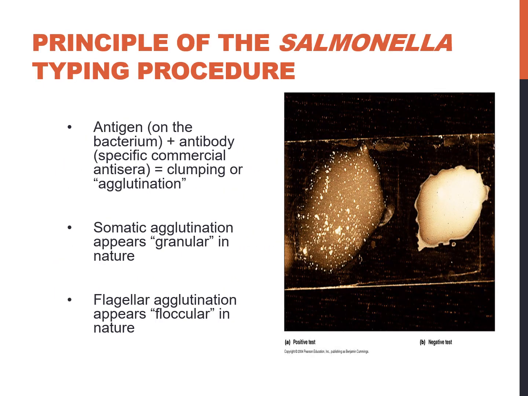All right, so the Salmonella typing procedure here, you can see that we have the antigen. That antigen is on the bacteria, and the antibody is a commercially made anti-sera. And when you put those together, you can see agglutination or clumping. The somatic agglutination appears granular in nature, while the flagellar agglutination appears floccular in nature. And that's really splitting hairs. Granular looks more irregular and kind of chunky, like grains of sand, while floccular looks more feathery and more uniform than granulation.